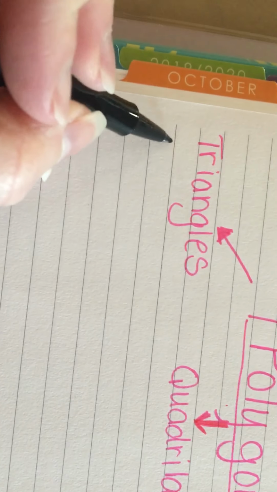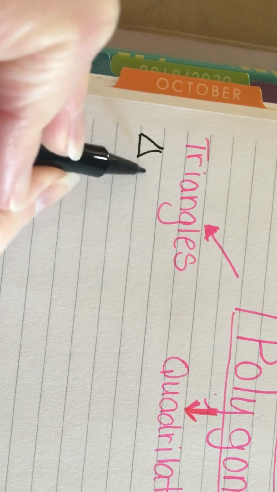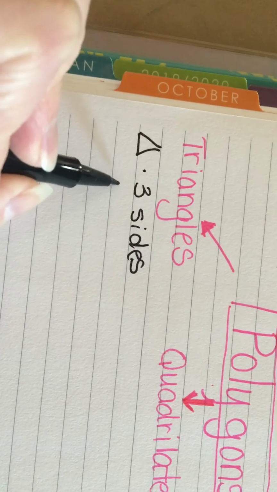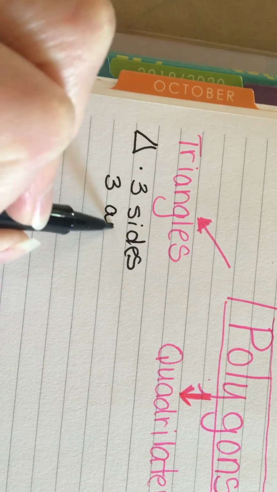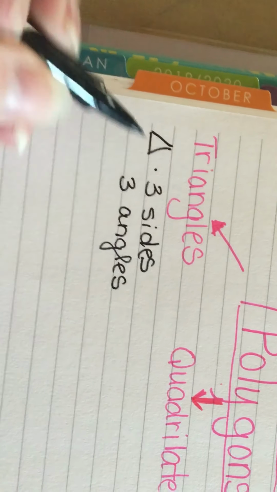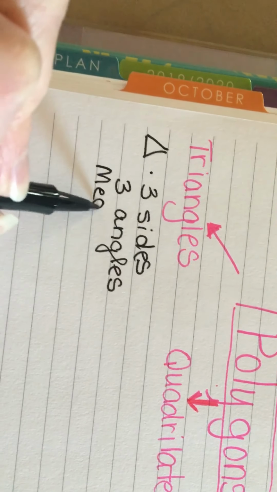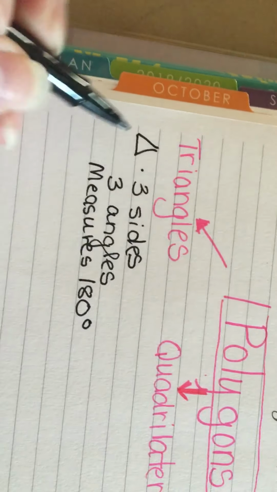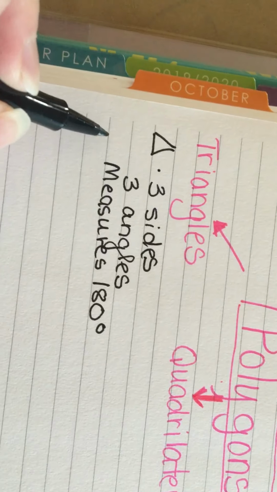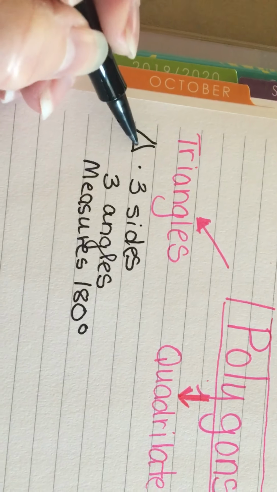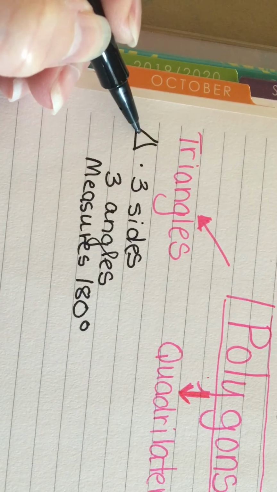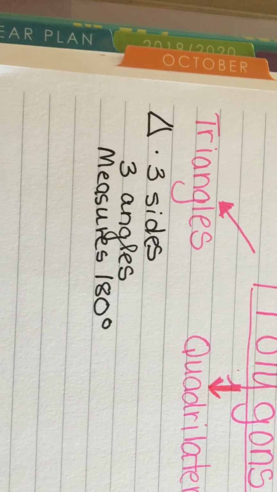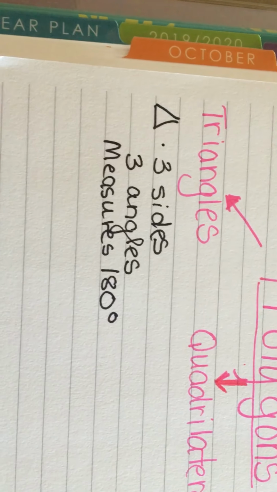We know that a triangle has three sides. We know a triangle has three angles. And we need to know that a triangle measures 180 degrees. That means all of its angles equal 180 degrees. If I did this angle plus this angle plus this angle, it's going to equal 180 degrees. That's going to be something super important to remember, okay?